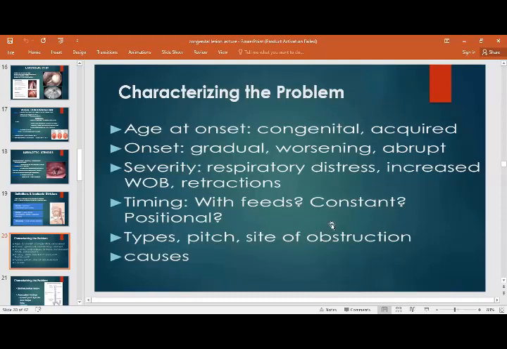Either it is respiratory distress, and of course timing is important. You need to see whether there is respiratory obstruction, cyanosis, or any problem which occurs with feeding, or whether it is constant, or something transitional, as we have seen in the case of laryngomalacia. So you will ask what is the type of the stridor, what is its pitch. You need to identify the site of obstruction, and then we can find out the different causes of the stridor.